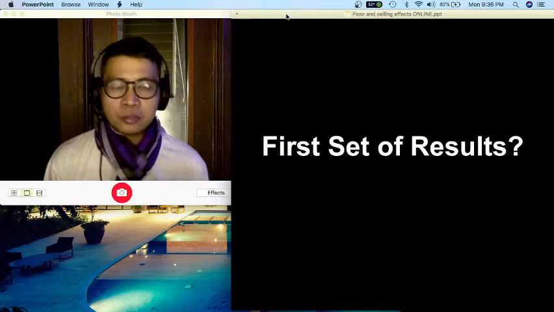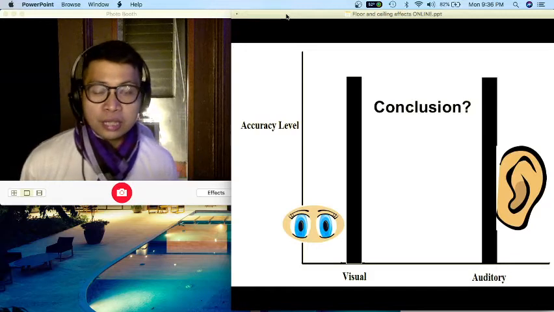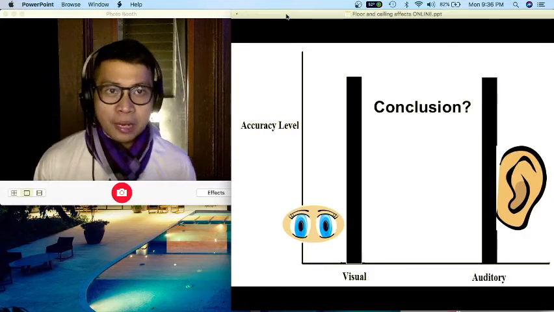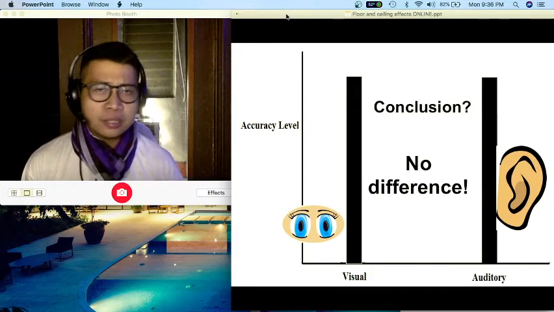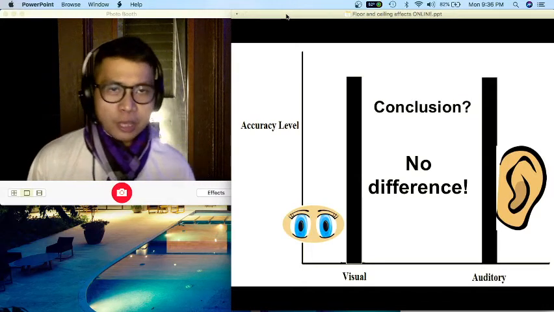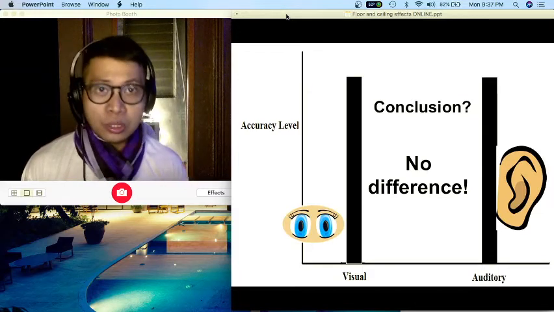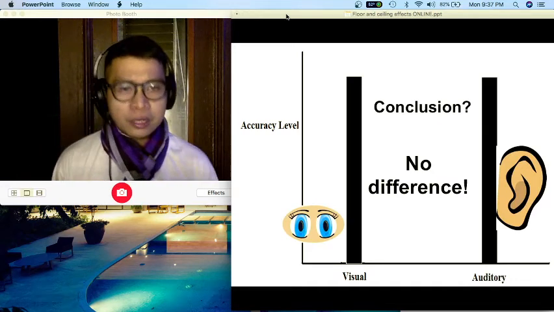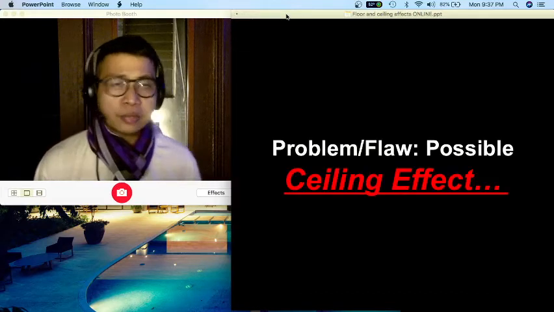Now, let's talk about the first sets of results. Guess what? Ito yung itsura ng data ni Scarborough the first time he did this. So, dito pa lang sa graphical representation ng data, kitang-kita nyo na ang conclusion natin is there is no difference between visual information and auditory information. Kahit ano pang presentation mo ng information, visual man yan or auditory man yan, it seems like participants in this experiment are very good in remembering the trigrams.